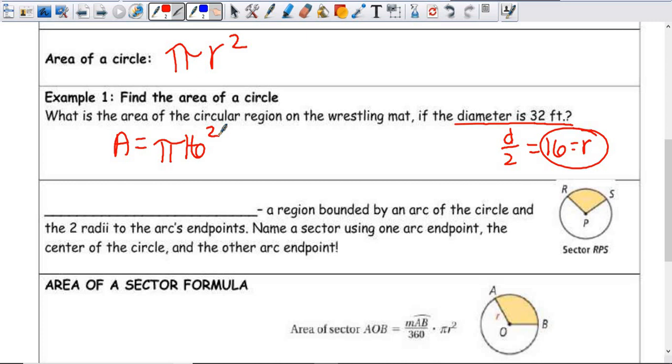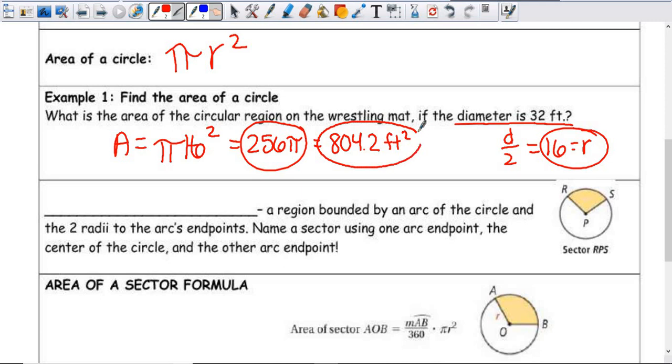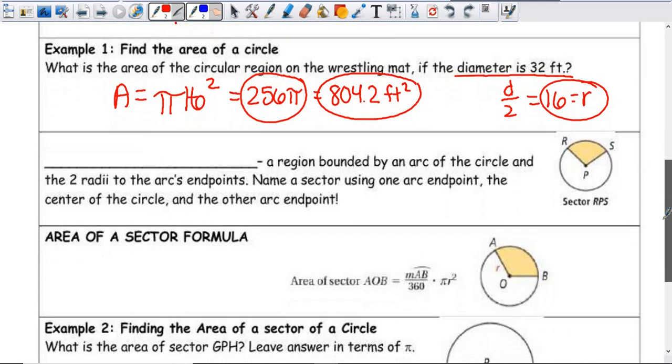Now, if you want to leave this in terms of pi, then you can call this 256 pi. If it wants an exact answer, it didn't specify here, so let's go ahead and give both. Or go ahead and do 256 times pi, which is 804.2. And this would be feet squared because we're talking about area. So those are two acceptable answers for this problem.